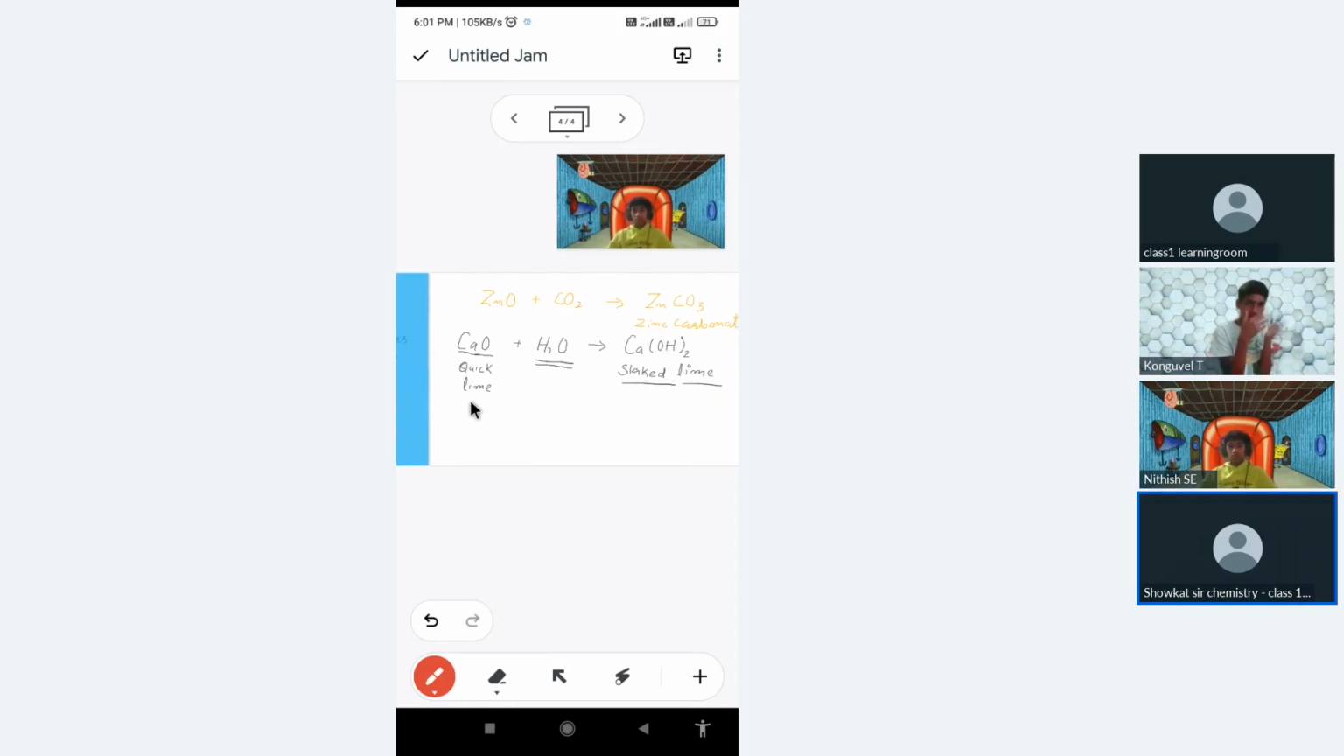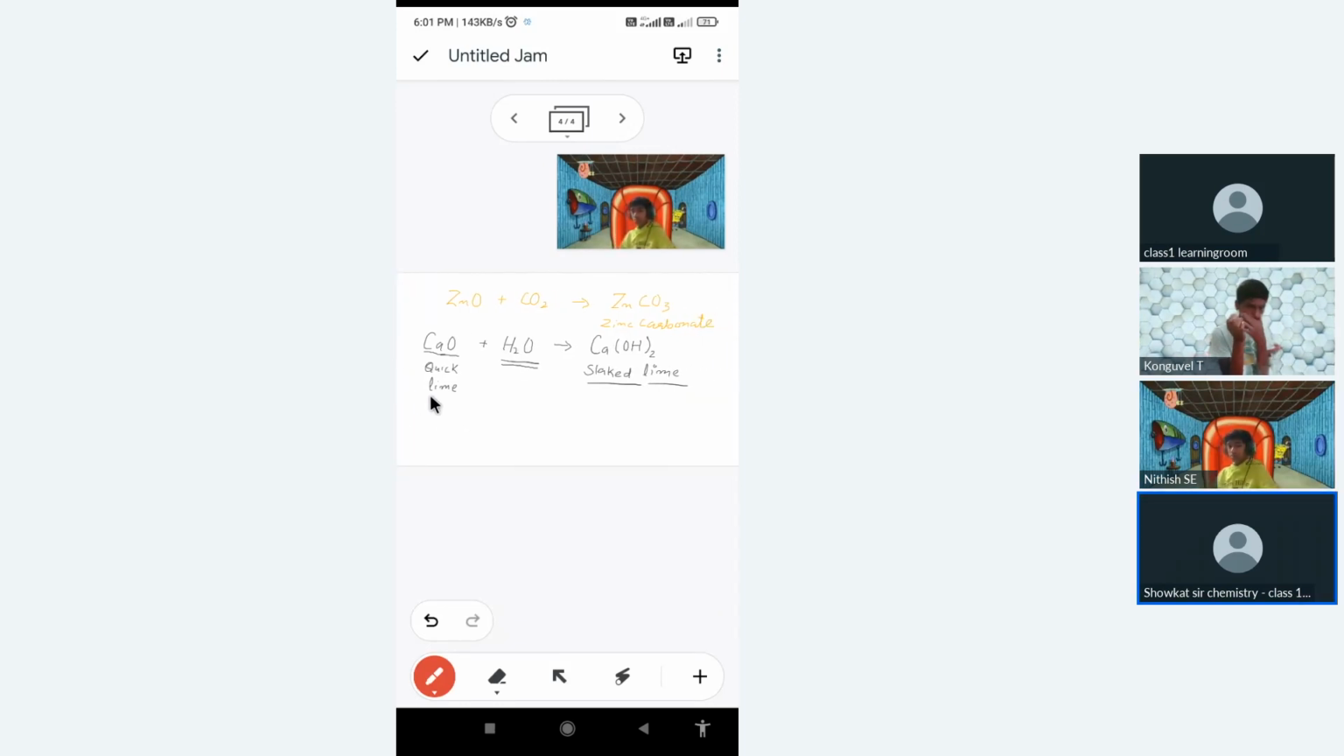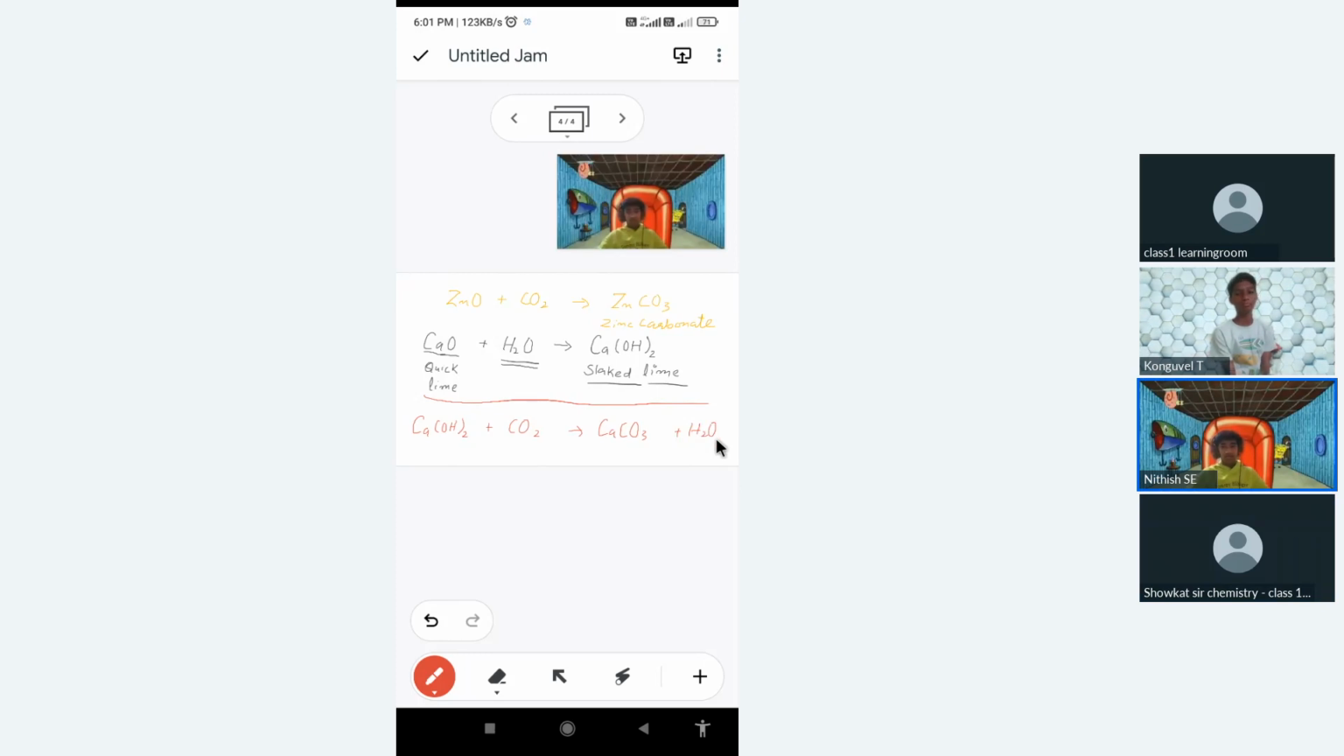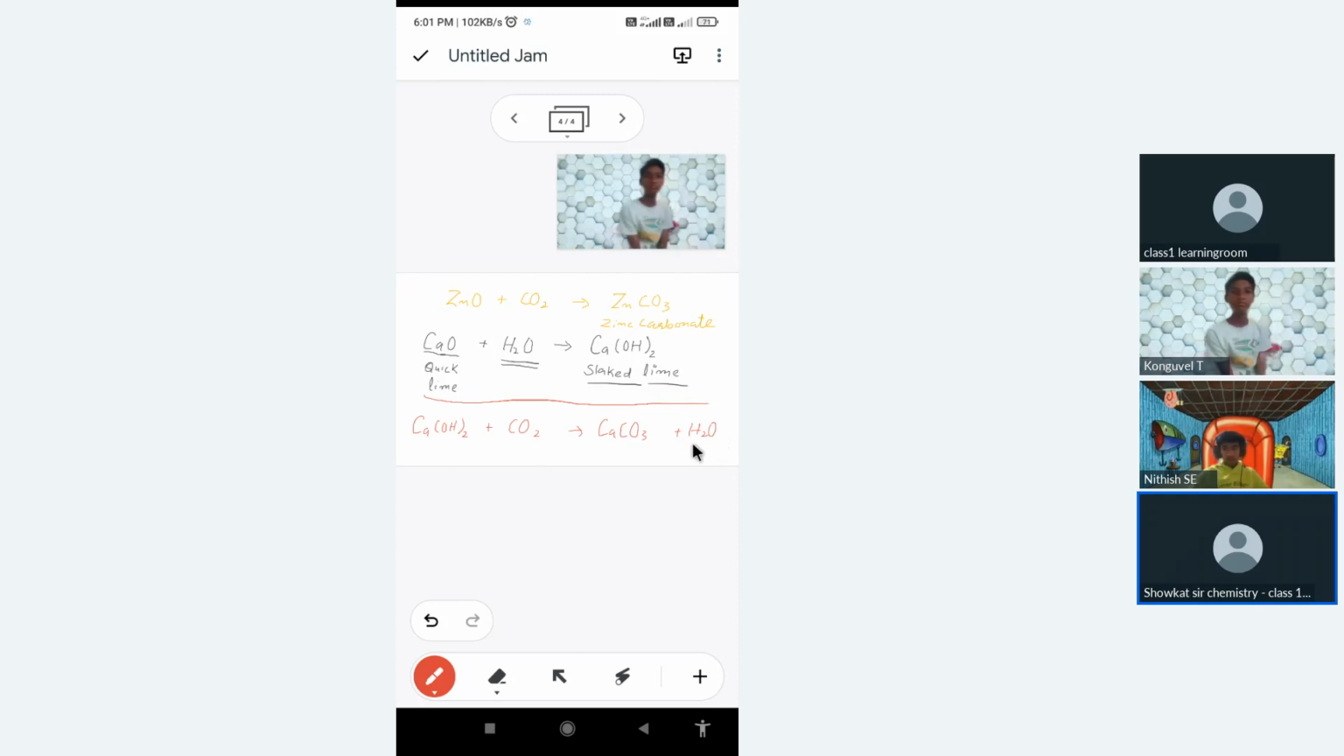Okay, but now if I write a reaction here, for example, now I'm having this slaked lime, that is my calcium hydroxide, and I'm reacting it with carbon dioxide gas, and it gives me the product calcium carbonate, that is CaCO3, plus water. So now can you tell me, is it a combination reaction? No, sir. No, it is not a combination reaction.